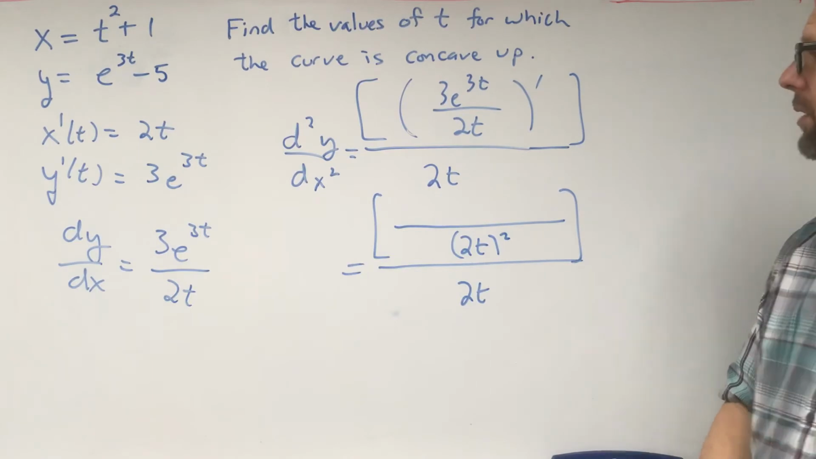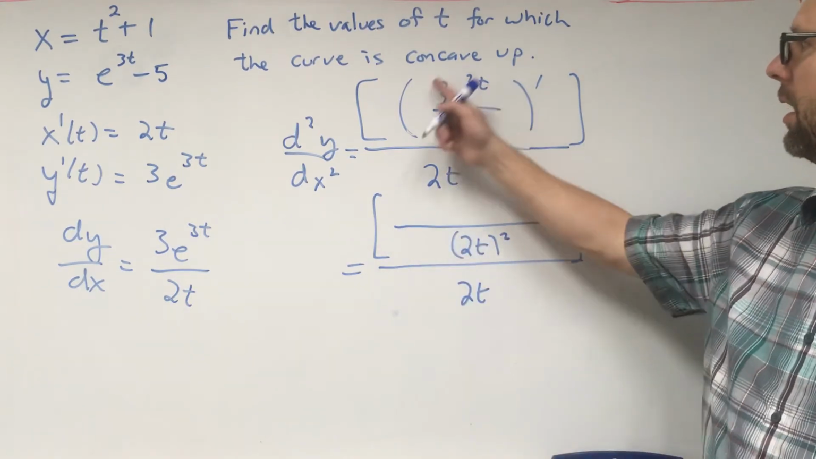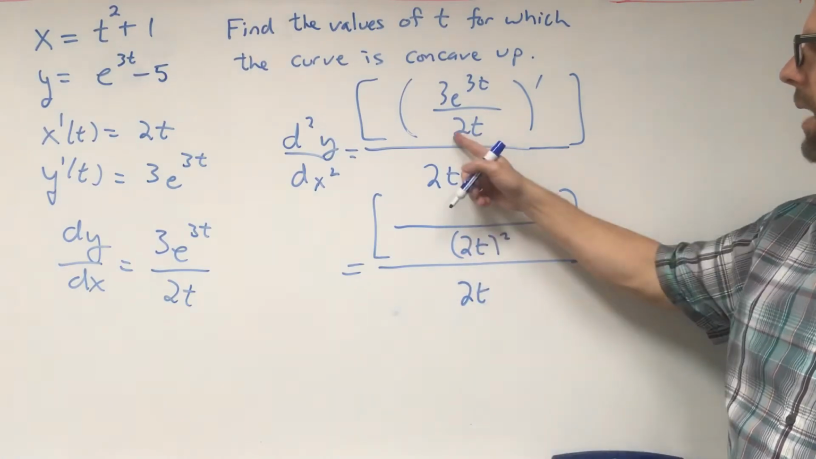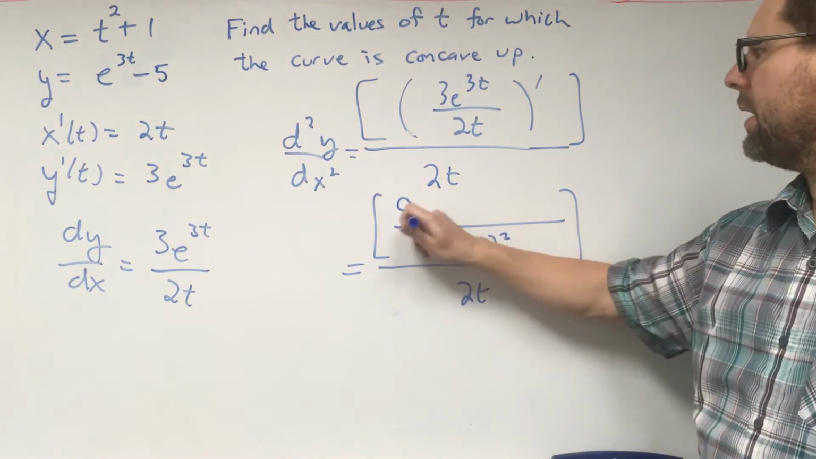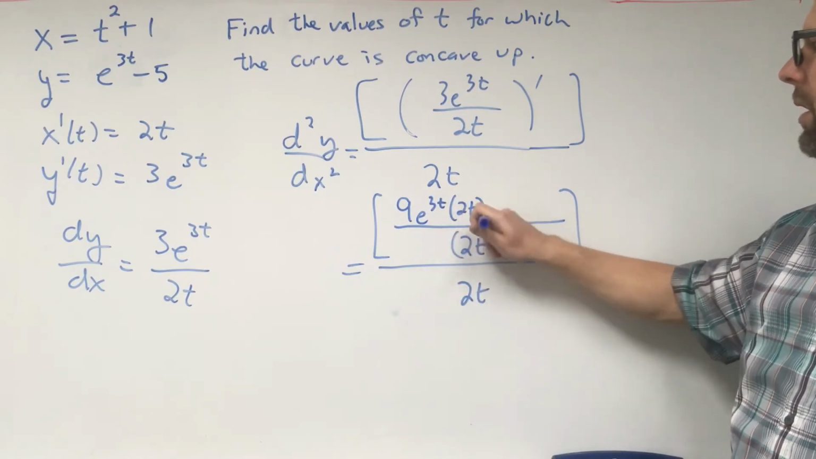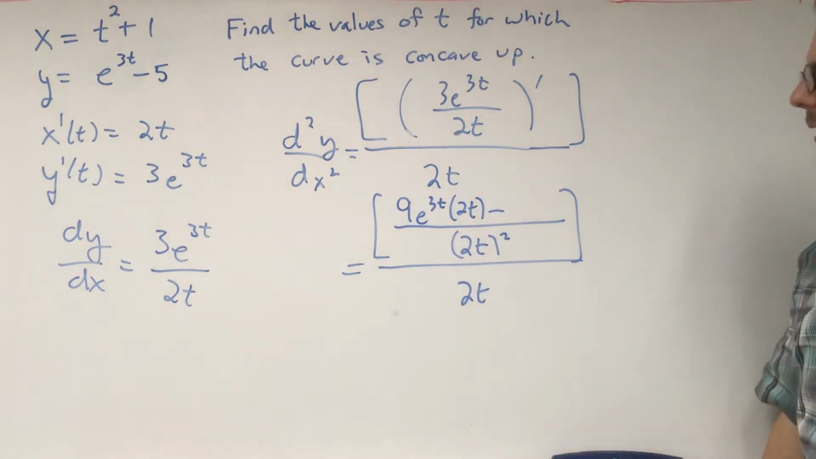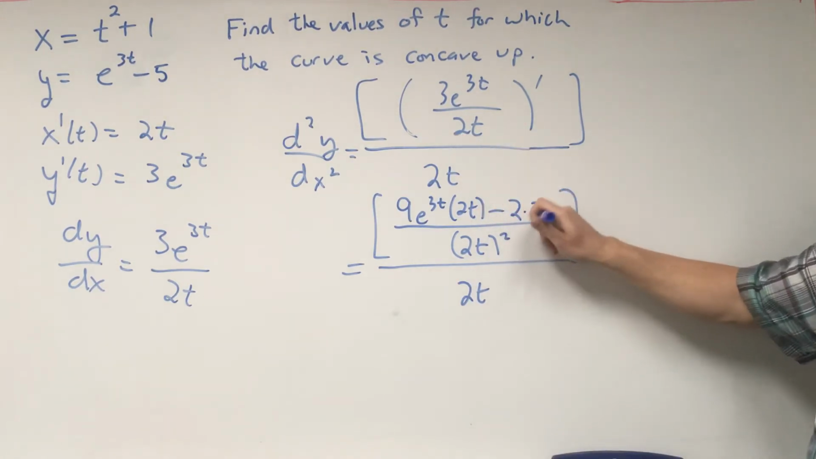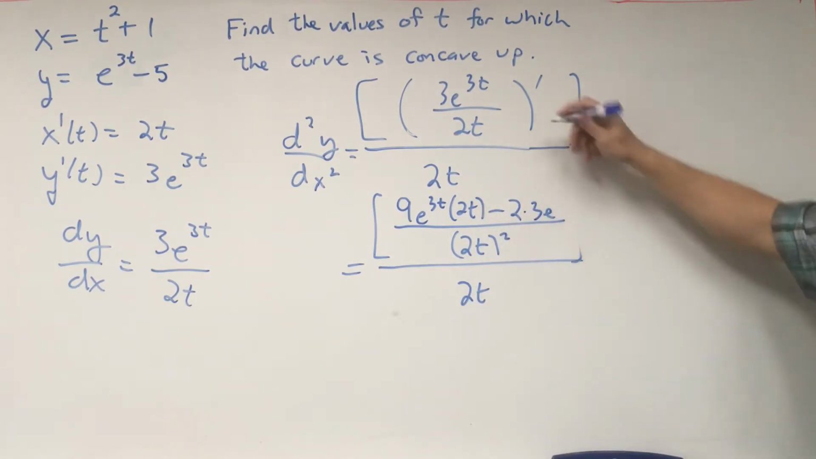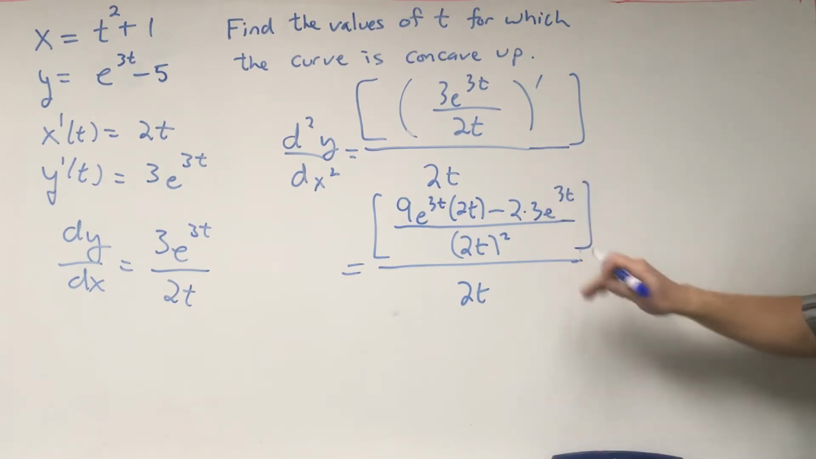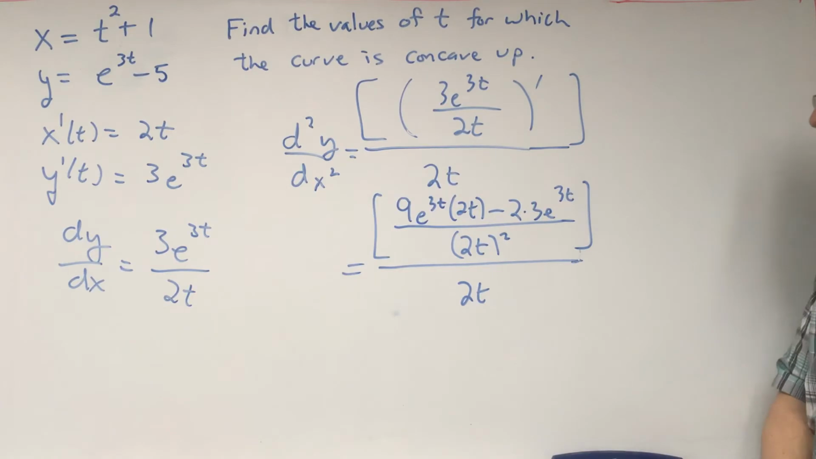On top, we have the derivative of 3e to the 3t times 2t. So we're going to have 9e to the 3t times 2t, and then minus, and now we're going to differentiate the 2t and multiply by the numerator, 3e to the 3t. Obviously, we want to clean this up a little bit.